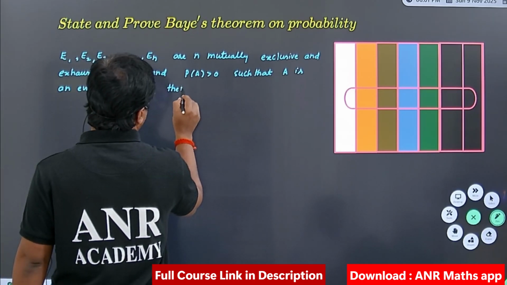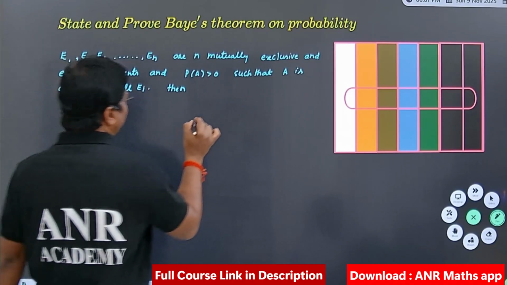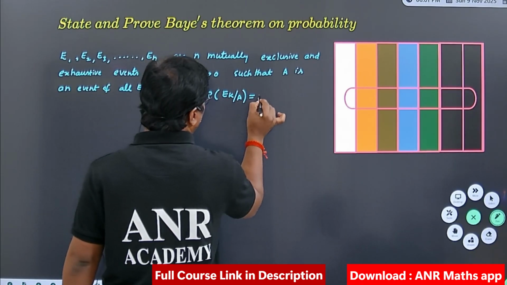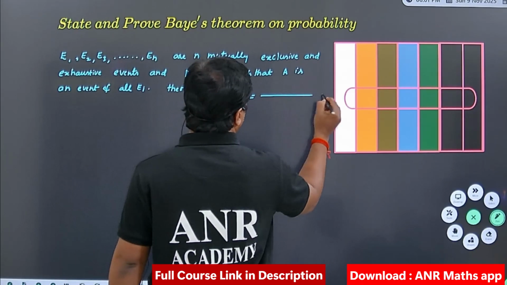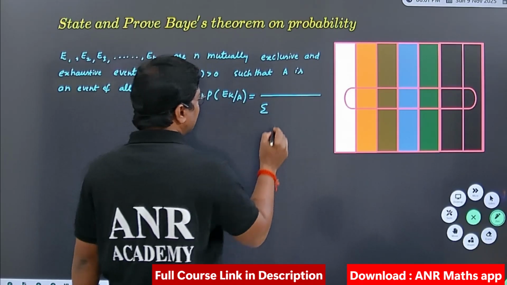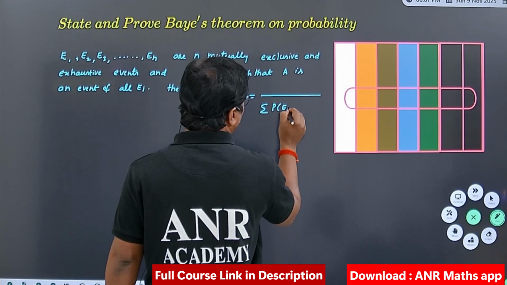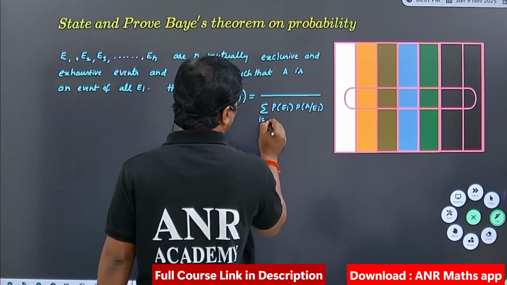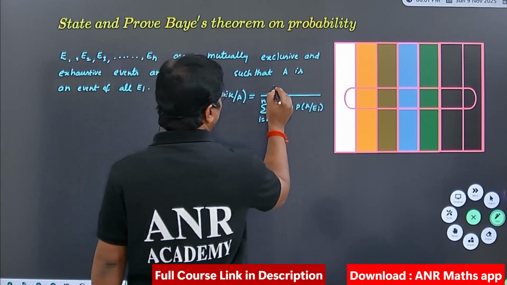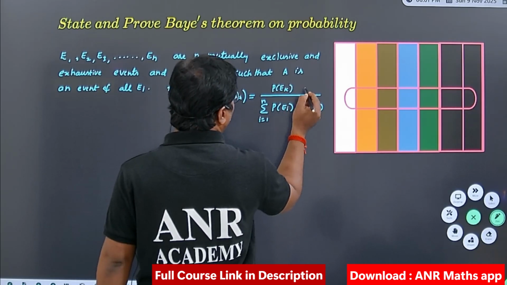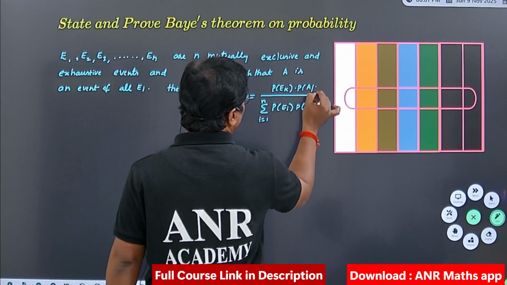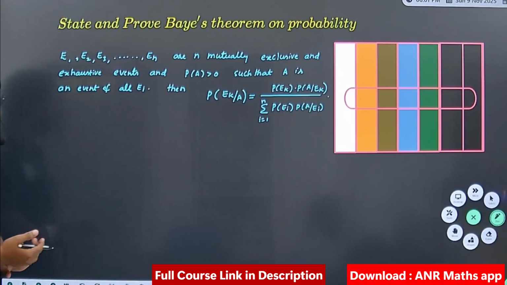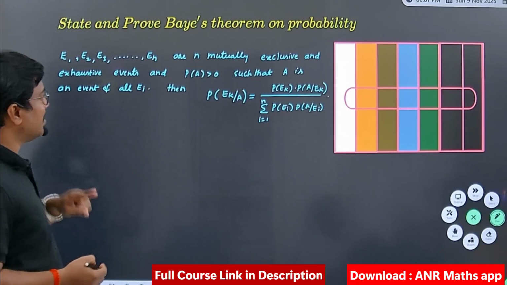Then you can write the statement: probability of Ek given A equals, in the denominator, summation of probability of Ei times probability of A given Ei, with i from 1 to n, and in the numerator probability of Ek multiplied by probability of A given Ek. This is the statement of Bayes theorem of probability. Now we need to prove this result.